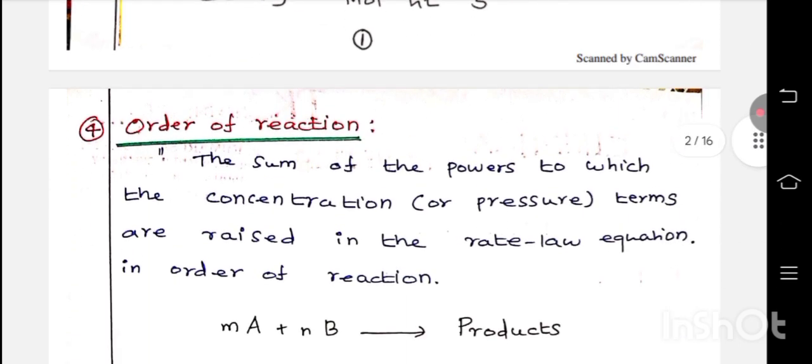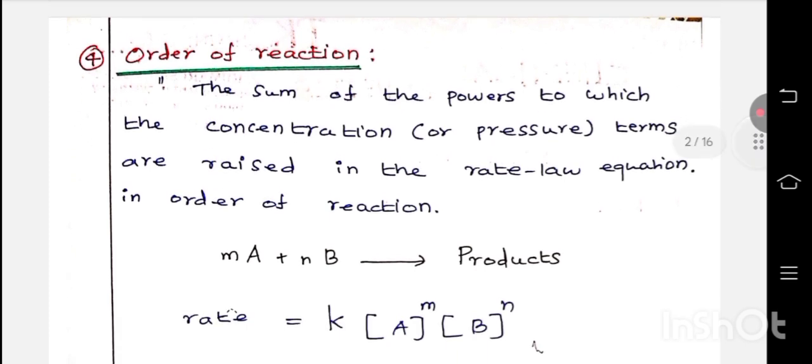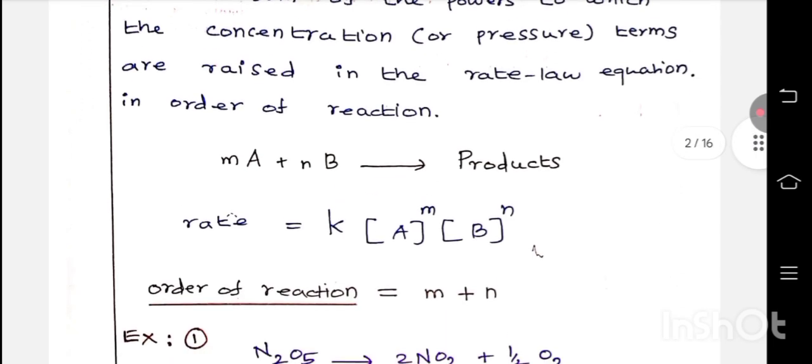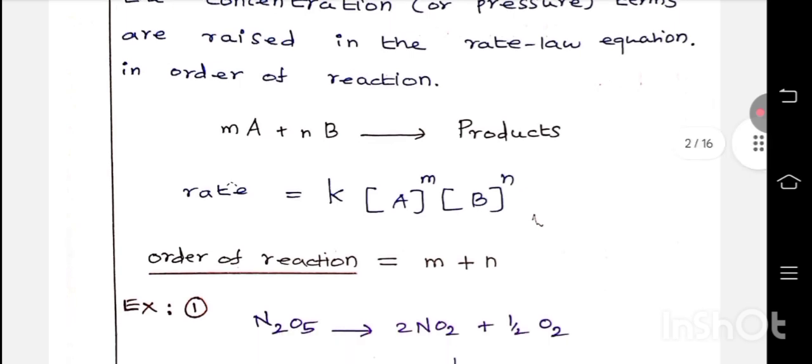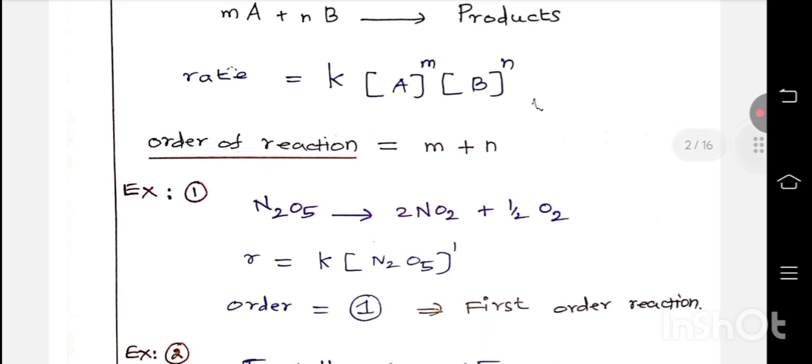Fourth, order of the reaction. The order of the reaction is defined by the sum of the power to which the concentration or pressure terms arise in rate law equation. செறிவுகளுடைய கூட்டுத்தொகையை நம்ம ரேட் ஆர்டர்னு சொல்கிறோம். Example, mA plus nB gives products, rate equal to K [A] power m [B] power n. Therefore, order of reaction equal to m plus n.